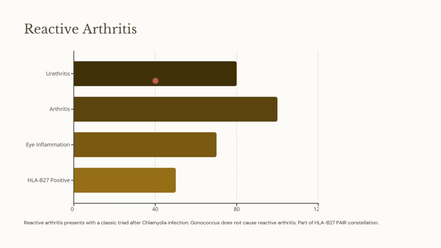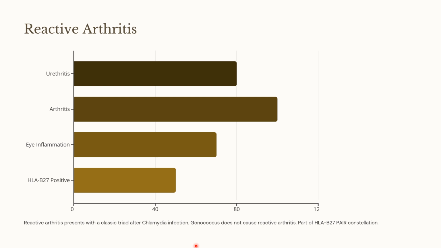What about reactive arthritis? Reactive arthritis is the one with a classic triad. It mostly occurs after chlamydial infection. Chlamydial infection is the most common, and gonococci will not cause reactive arthritis. This is the one which confuses many. So it most commonly occurs after chlamydia and it does not occur after gonococci. But other than chlamydia, there are some more organisms which can also cause reactive arthritis, such as rubella, hepatitis B, hepatitis C as well as Yersinia. So all these can also cause reactive arthritis.